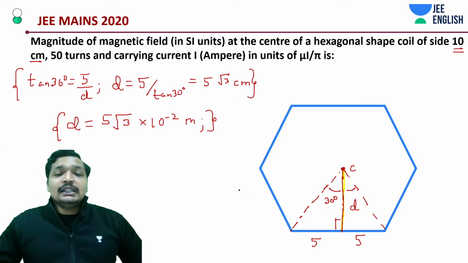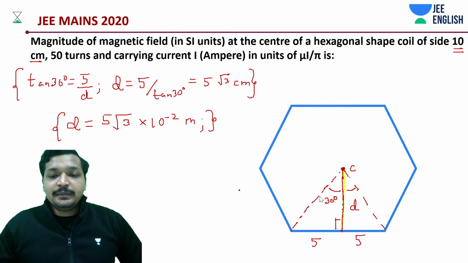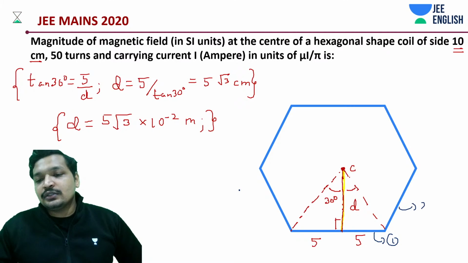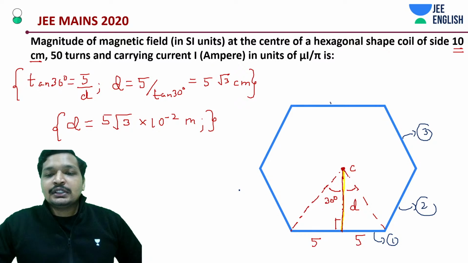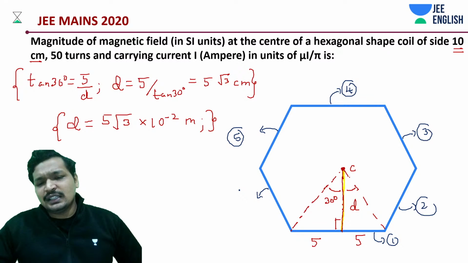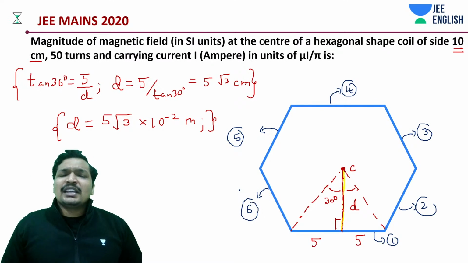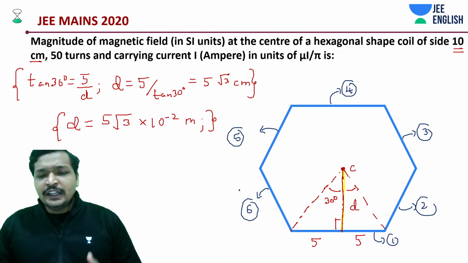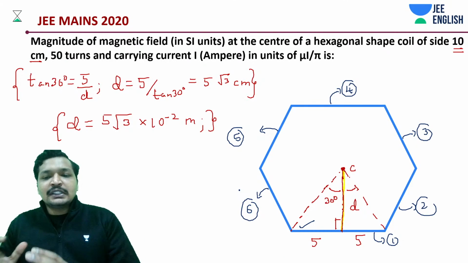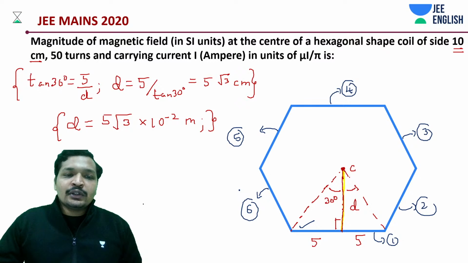Okay, now the next thing that we need to know is, this is just one side. What about each side having? There should be another side. Hexagonal, basically 6 sides. Okay. So what I'm saying is, if I find out the field due to one rod and multiply it with 6, just due to this one side, we'll get the answer.